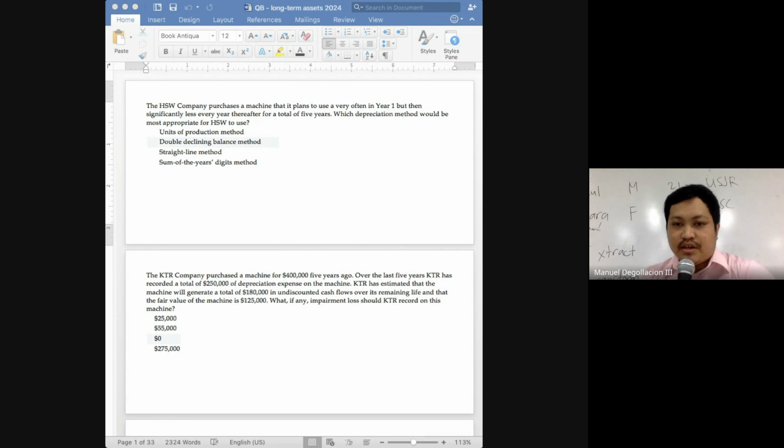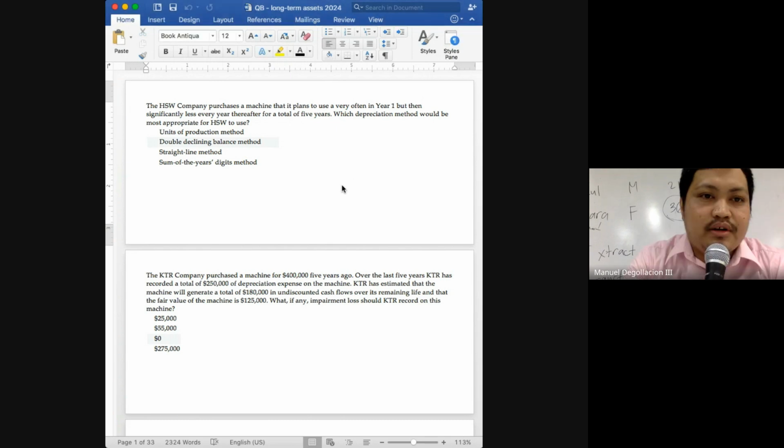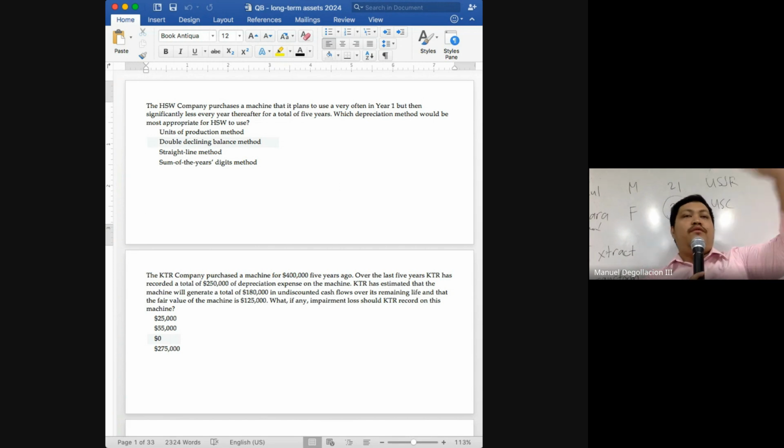So let's start with the first question here. The company purchases a machine that it plans to use very often in year one, but then significantly less every year thereafter for a total of 5 years. Which depreciation method would be most appropriate for the company to use? The choices given here are the four commonly used depreciation methods.